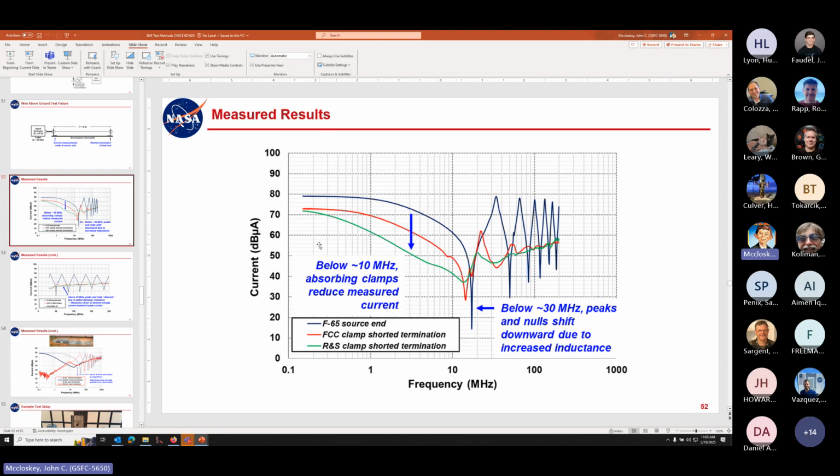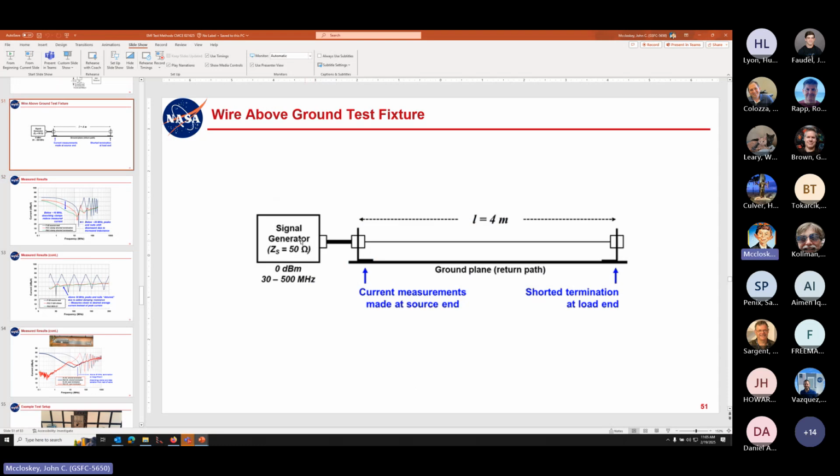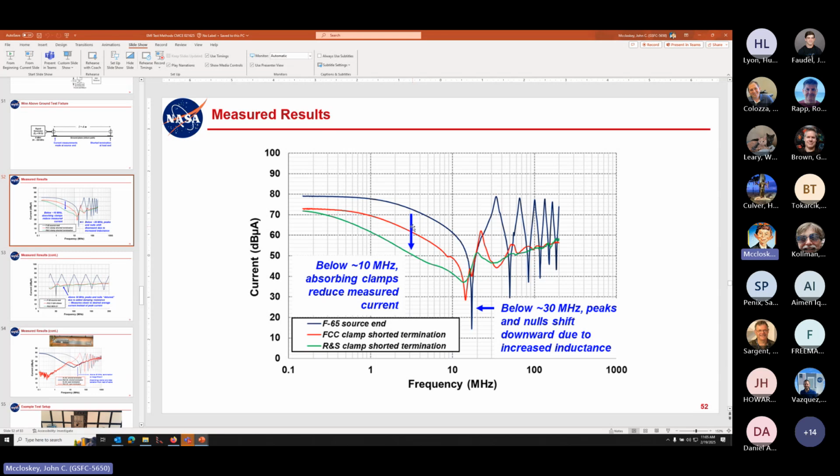But here I'm using a voltage source. I'm just using a signal generator with a constant potential. When I insert the absorbing clamp, and specifically when I use two different absorbing clamps, I get two different levels at the lower frequencies here. Above 30 megahertz, the results are much more consistent. This is what gives me pause about using the absorbing clamp down to 150 kilohertz. I would probably want to do a measurement with a standard current probe for comparison.